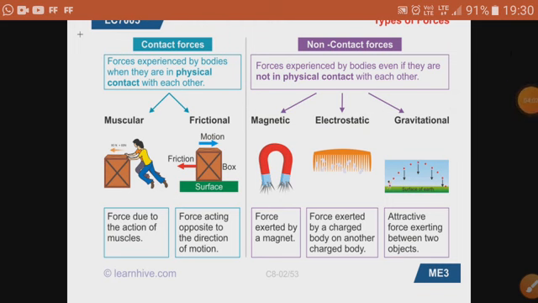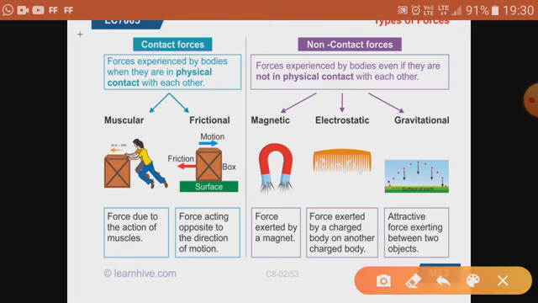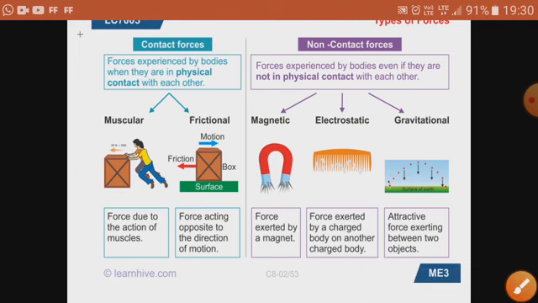Now the contact forces we have studied are muscular force and frictional force. What are contact forces? Contact forces are those forces in which two bodies experience physical contact. So examples will be muscular force and frictional force.